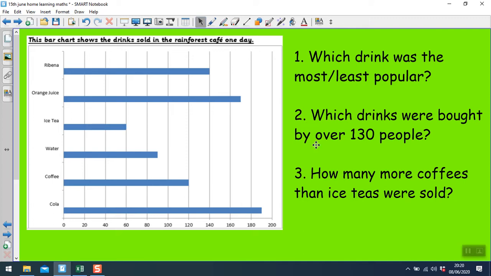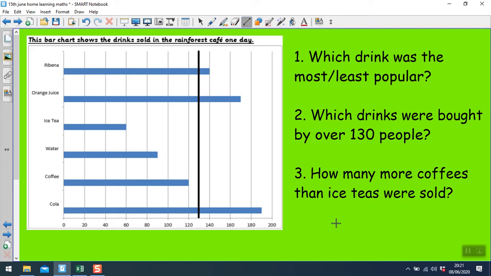Which drinks were bought by over 130 people? What I'll do is I'll draw a line going up at 130, and we can see which bars go longer than that. So Ribena, orange juice and cola.